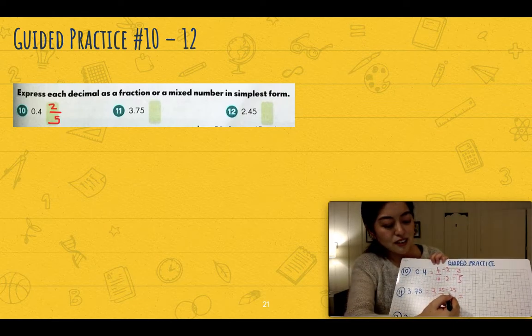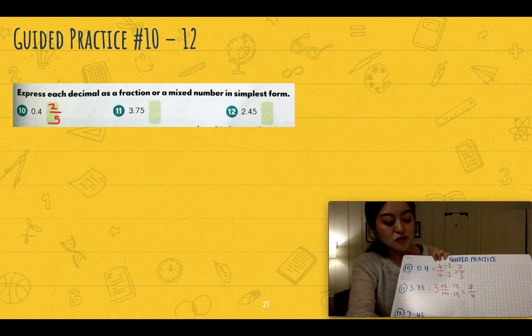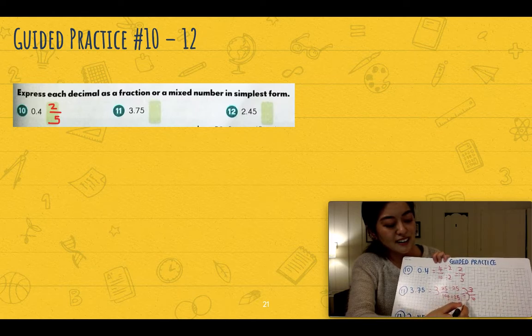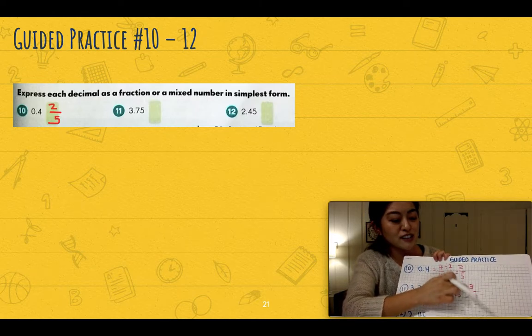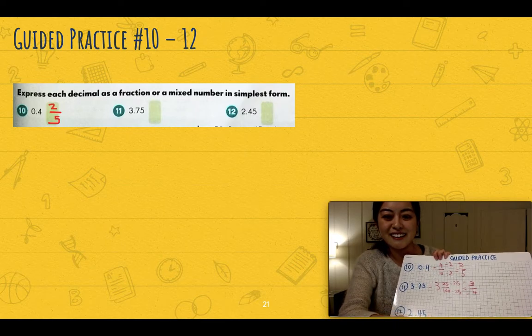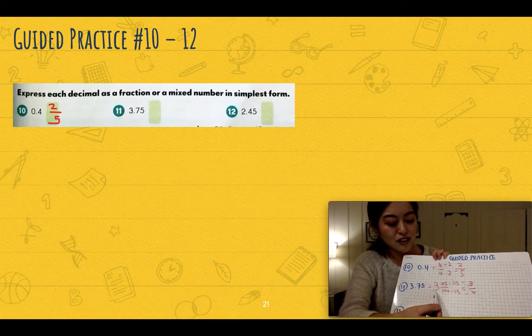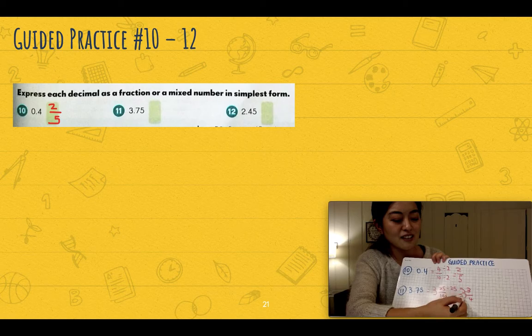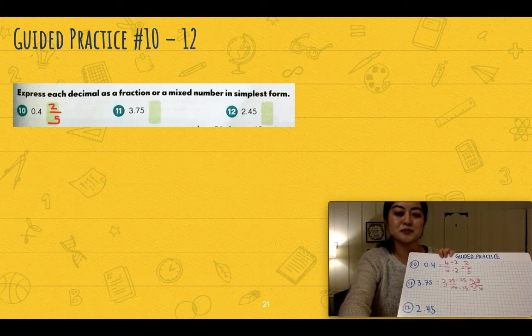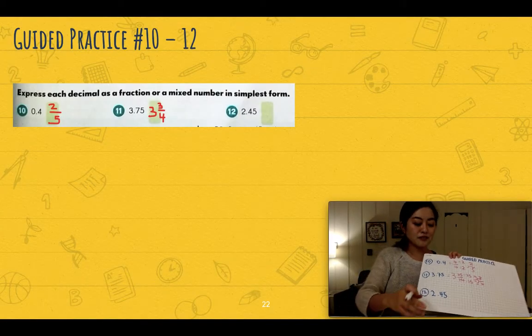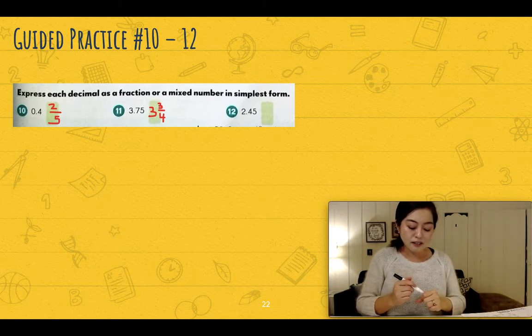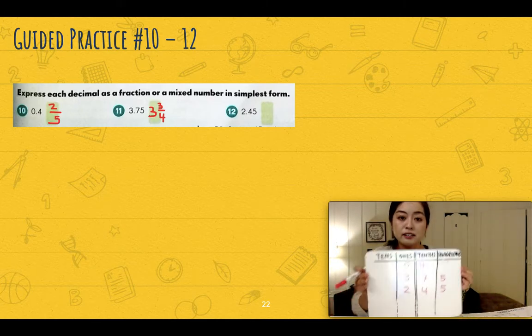So 75 divided by 25 is 3, and then 100 divided by 25 is 4. But Mrs. Jones, you forgot the whole number. Because if I just wrote a fraction like 3/4, that's way different than 3 and 3/4, right? So we can't forget our whole number. There we go.